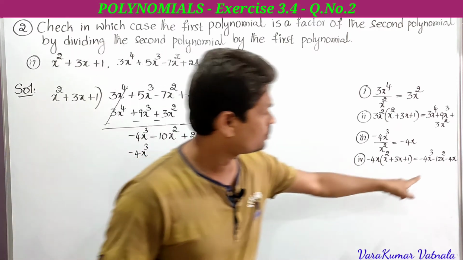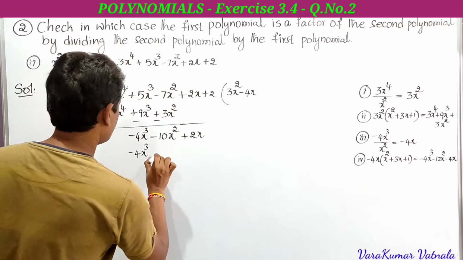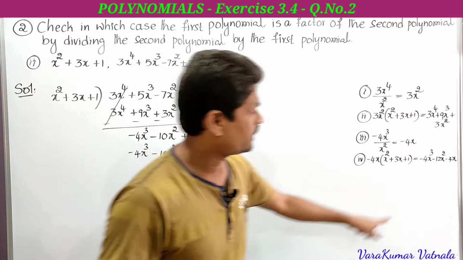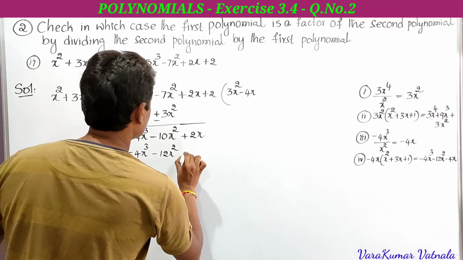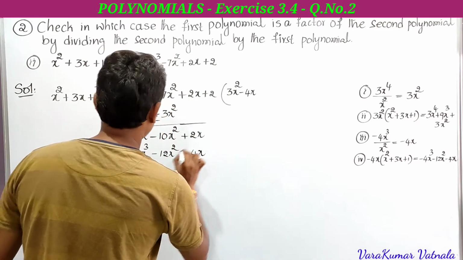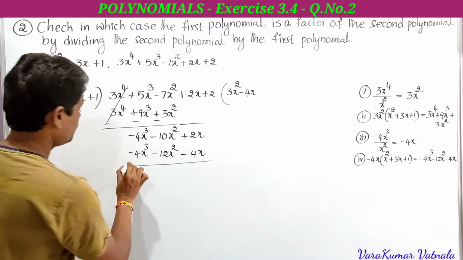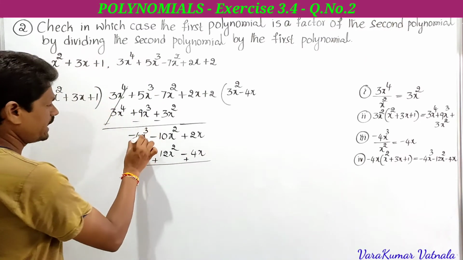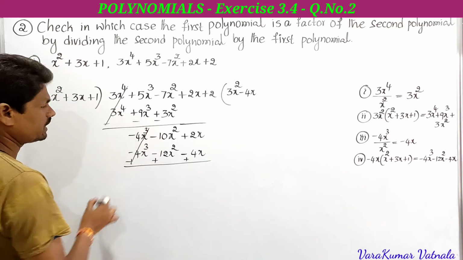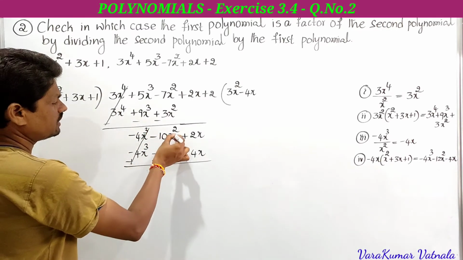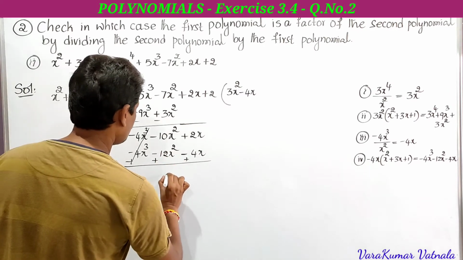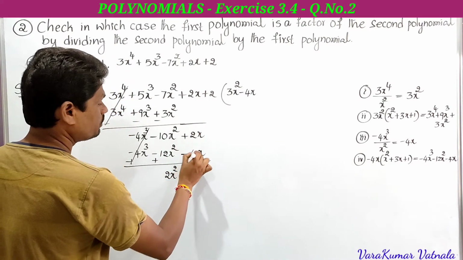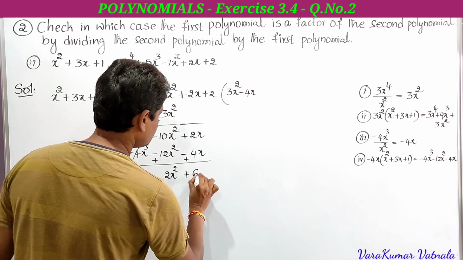So next to minus 12x square is there. Write minus 12x square below the x square term. So next to minus 4x is there. Write minus 4x below the x term. Again subtract, so it becomes plus. So minus 4x cube plus 4x cube gets cancelled. It is minus 10x square plus 12x square, we get 2x square. So here plus 2x plus 4x, it becomes plus 6x.